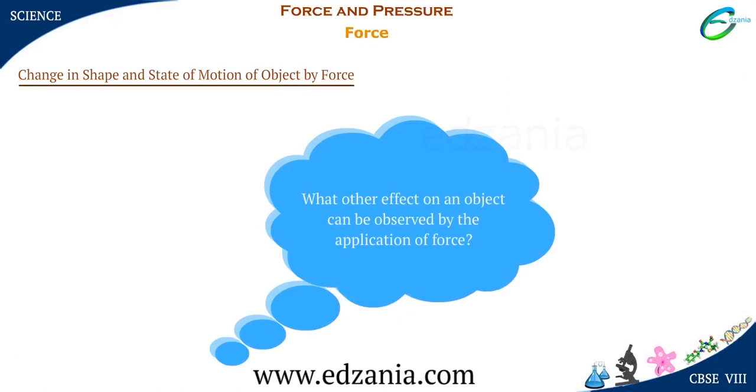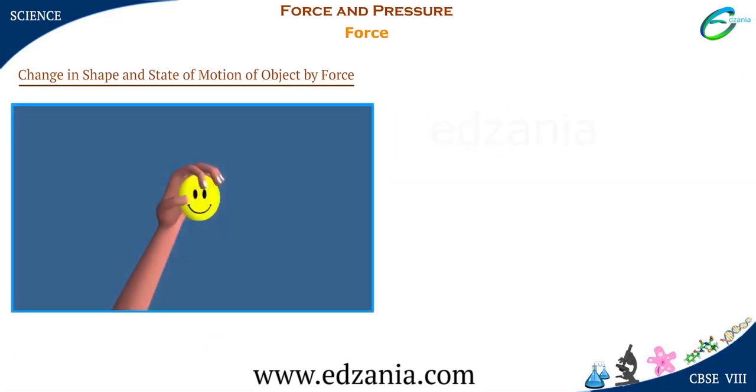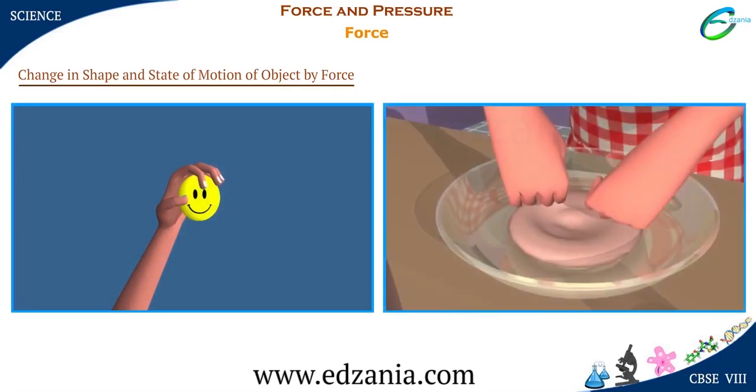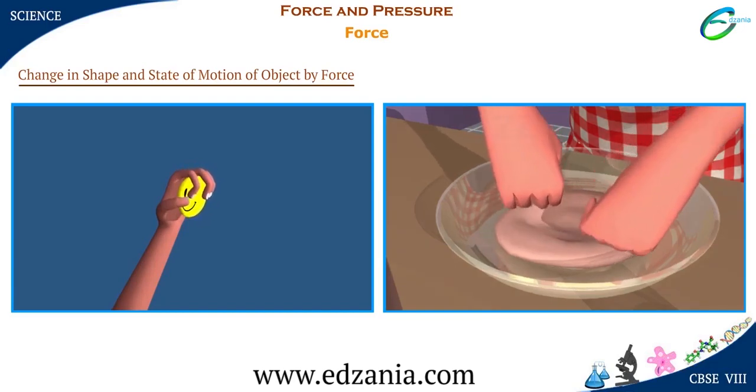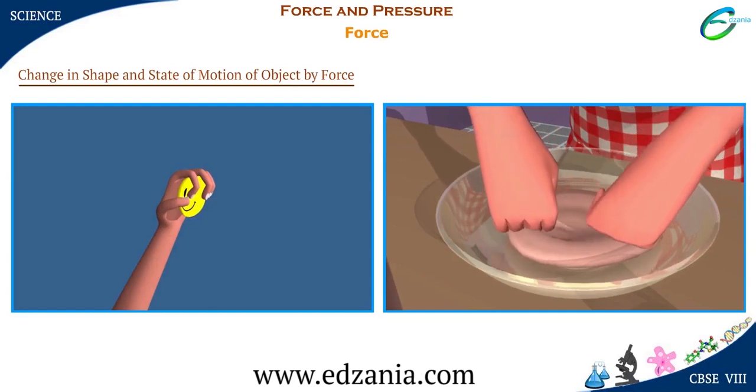What other effect on an object can be observed by the application of force? Have you seen people pressing a stress ball or a lump of dough? When we apply force on the stress ball or lump of dough, it changes its shape. So we can conclude that the application of force on an object may change its shape.